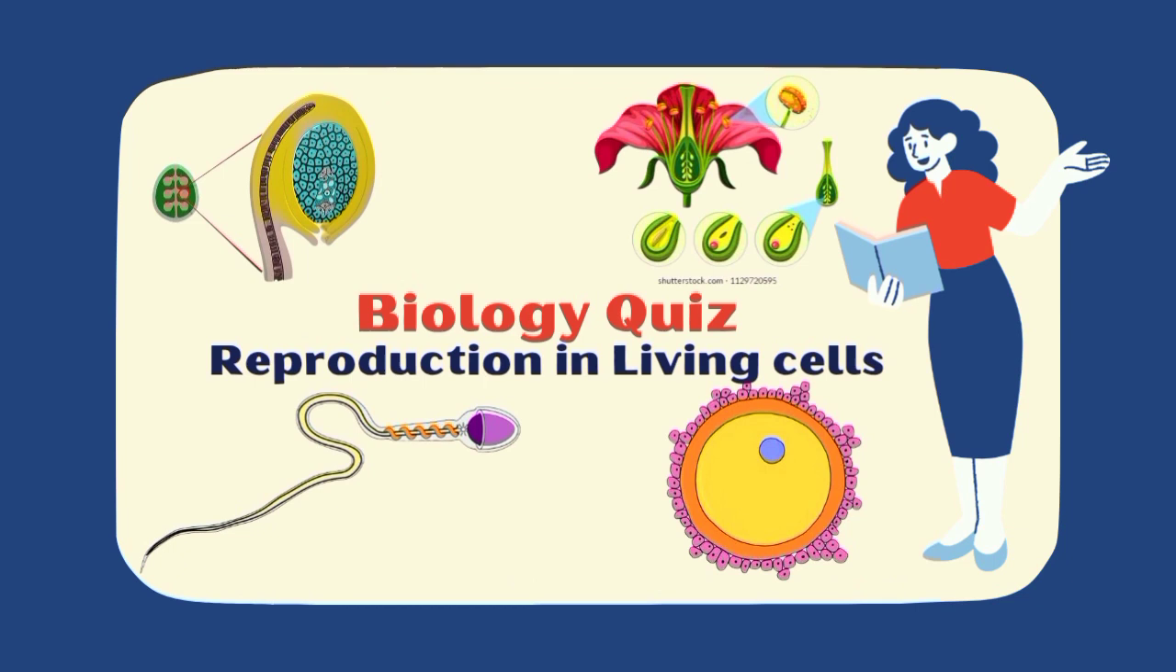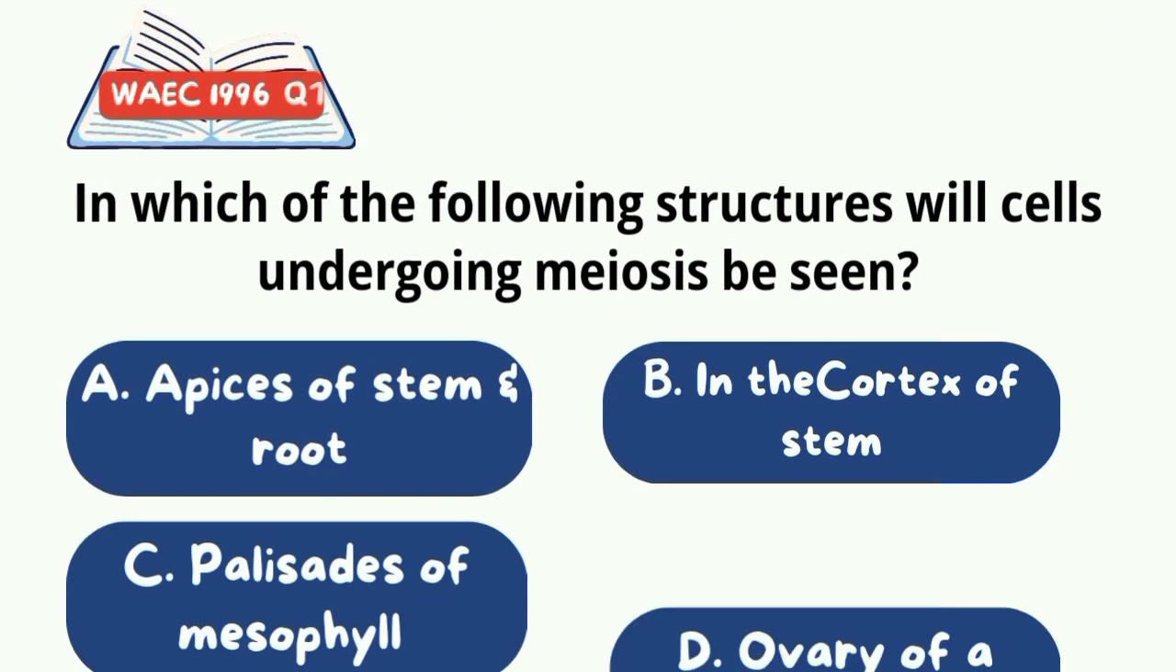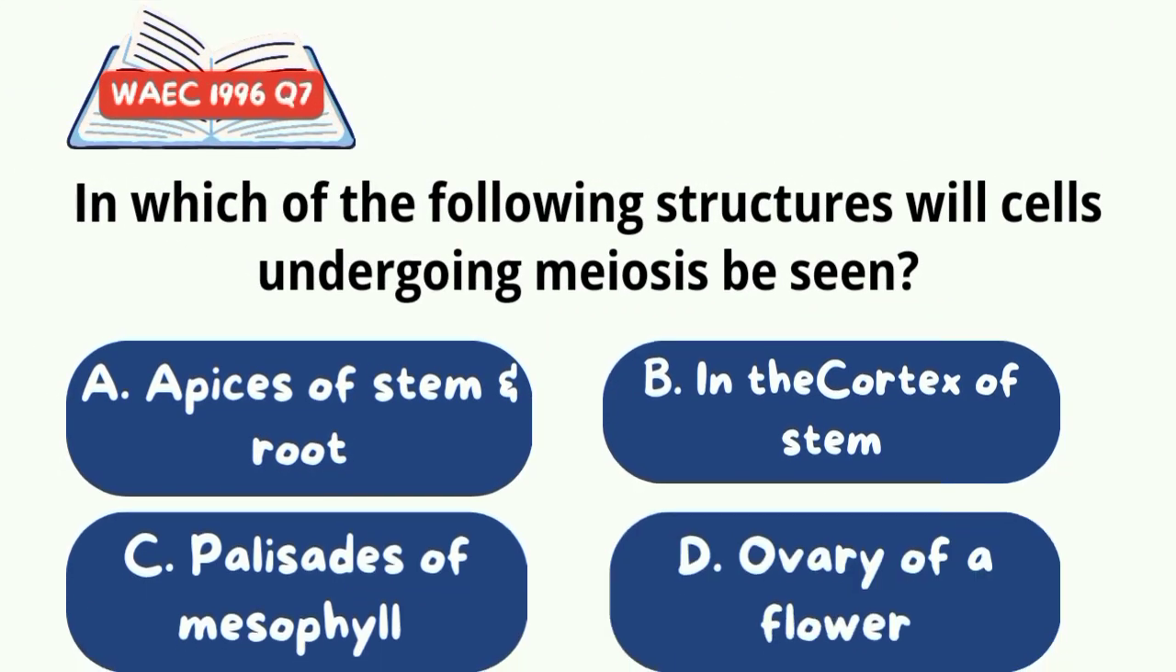Now let's see how far we have learned by answering our WAEC past questions. The first question that we are going to look at today is from WAEC 1996 question 7, and it says, in which of the following structures will cell undergoing meiosis be seen? A. Apices of stem and root. B. In the cortex of stem. C. In the palisade of mesophyll. And D. In the ovary of flower. Think about the options and pick your answer.